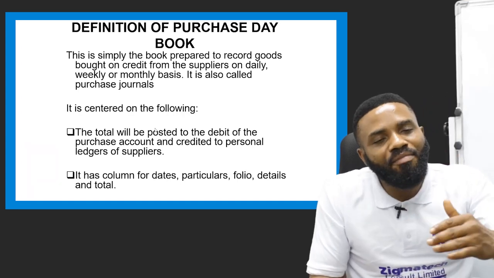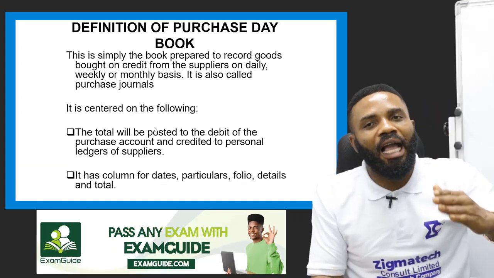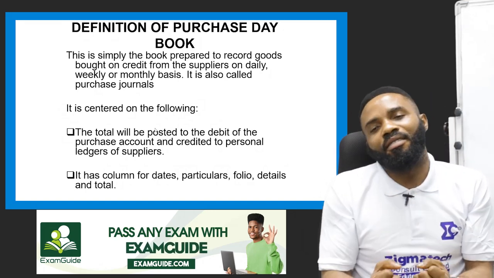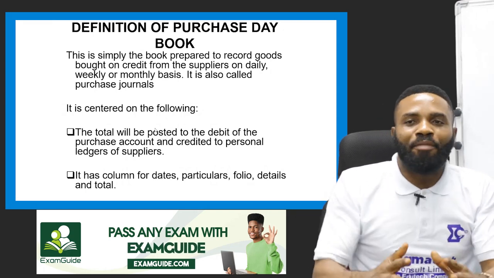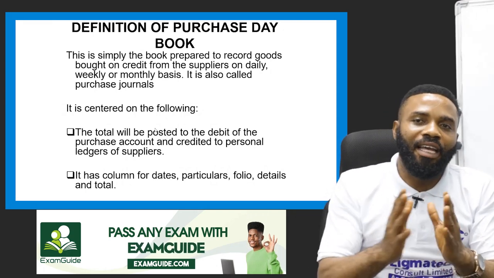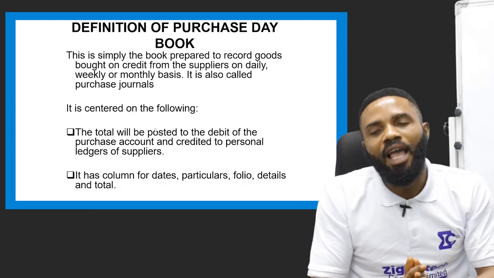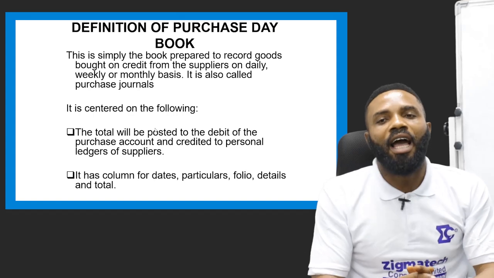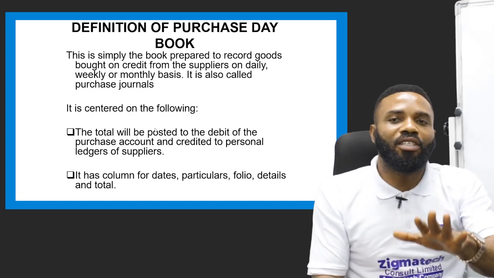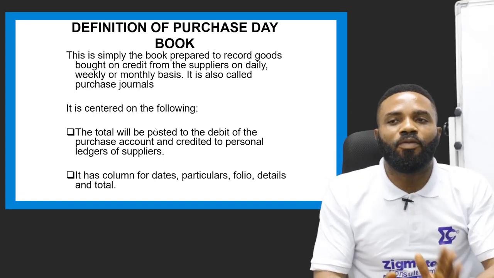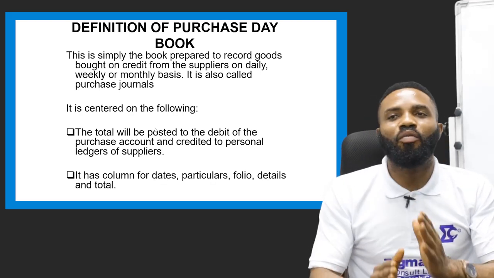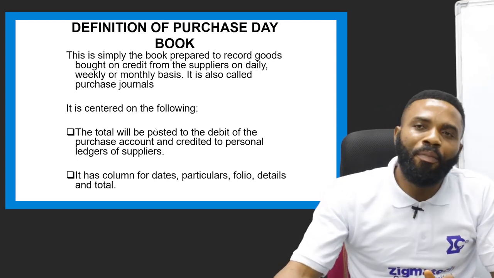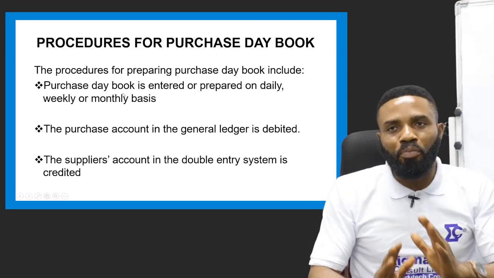Because that item is leaving the person's account, it needs to be credited. And because you are the one buying, receiving the item, it needs to be debited. That is why it has that debit entry in the general ledger and then the credit entry in the personal ledgers of the suppliers. We've also explained that it has columns for date, particulars, folio, details, and total. By the time we look at an example, we are going to appreciate these various columns. But before then, let's look at the procedures.